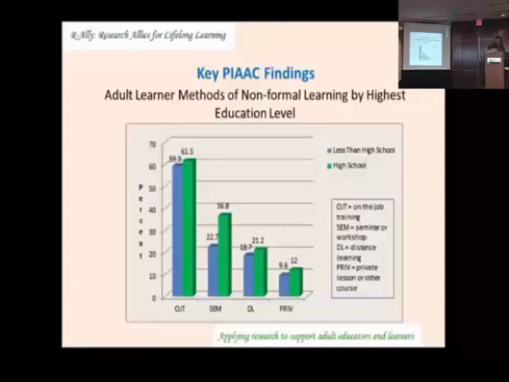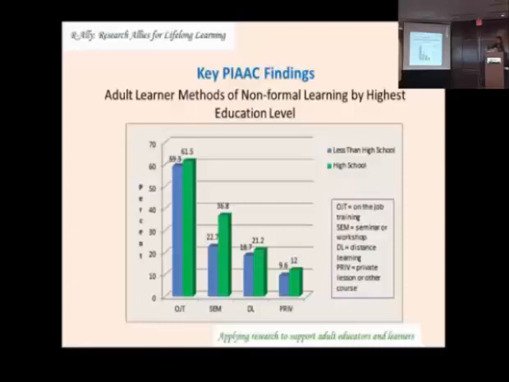Okay, so what you're looking at here, the blue bars, or purple, depending on what you're looking at, represent the less than high school group. The green bars represent the high school group. On-the-job training, or OJT, was the most prevalent type of learning that they pursued. That was followed by seminars and workshops. There was a question related to that on the background questionnaire. And then comes distance learning, or DL. And then the last category was private lessons.